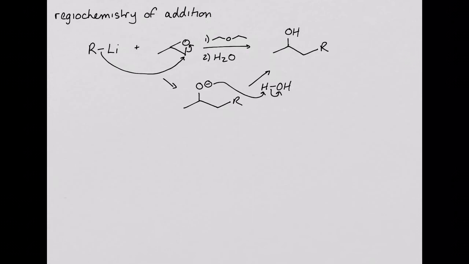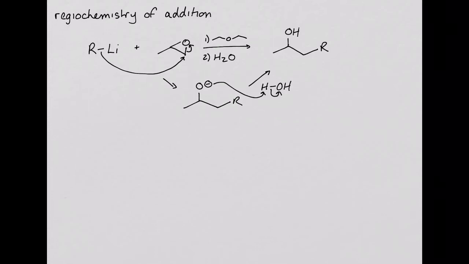It makes sense that the organometallic reagent would attack the less hindered side of the epoxide because it's easier for it to attack this carbon because there's less carbon surrounding it. However, remember that this is exactly the opposite of the regiochemistry of addition that we saw when we looked at acid-catalyzed opening of epoxides.